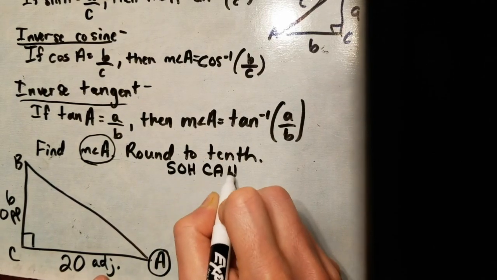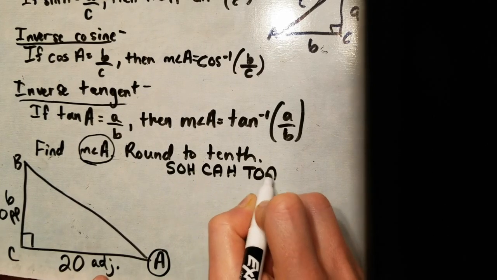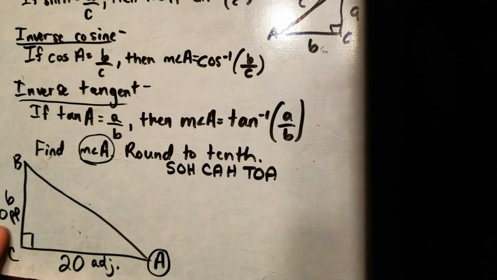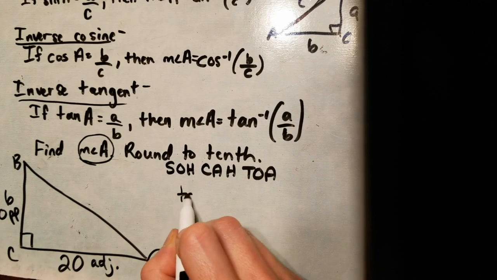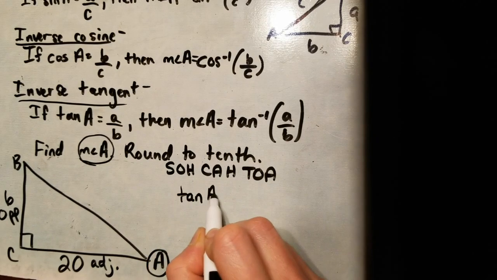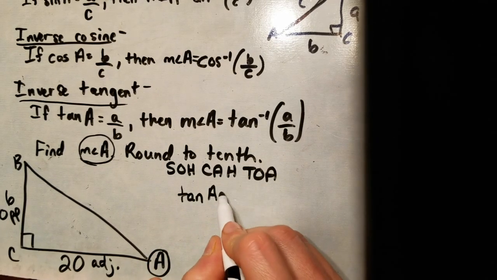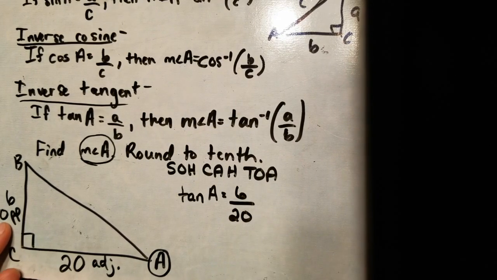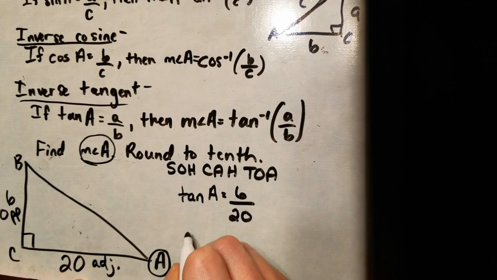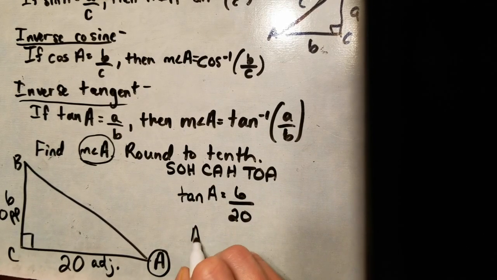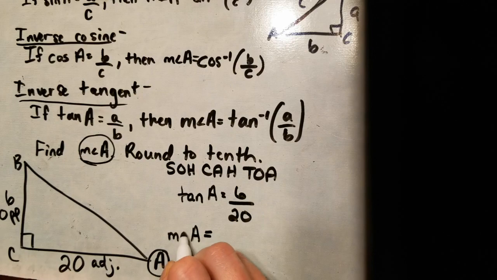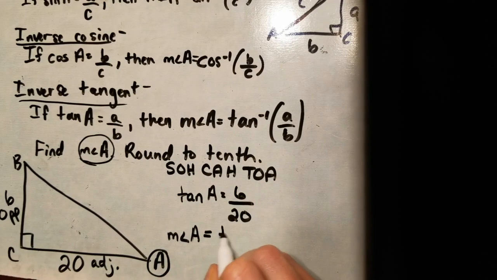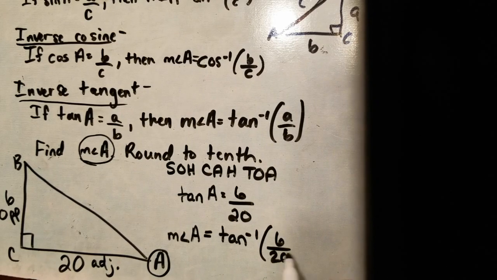Remember our acronym. Opposite and adjacent would be tangent. Tangent of A equals 6 over 20. So to find the measure of angle A, I can take the inverse tangent of 6 over 20.